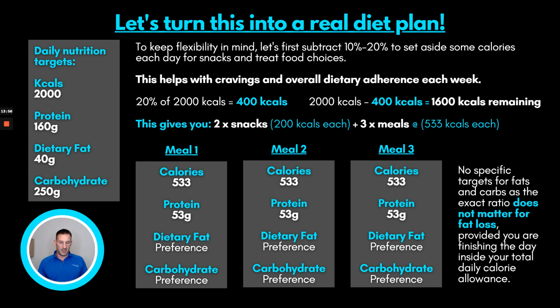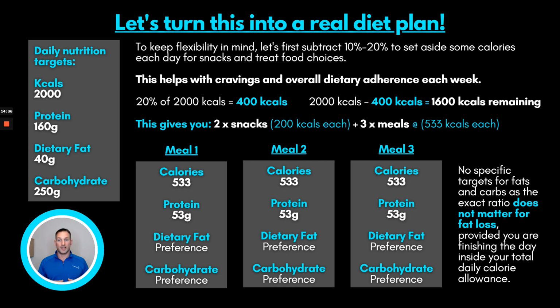So 53 grams of protein, and you'll notice the dietary fat and the carbohydrate has been left as preference. So this is because there doesn't need to be too much of a concern around the exact ratio of carbs and fats. We don't have to hit these numbers exactly every day in order for us to get results, particularly where fat loss is concerned. The main thing we're concerned with is the total calories, hitting your protein, being consistent with those things, and then manipulating the rest around your preference, and that gives you a bit more flexibility and freedom.